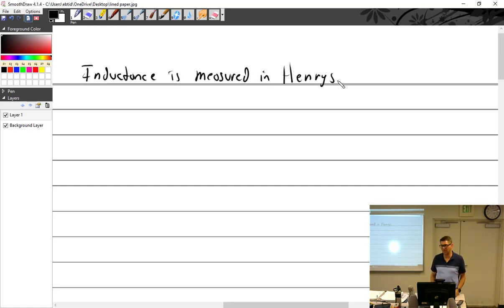So capacitors are measured in farads. That comes from Michael Faraday. He gets the honor. Could have made it cooler, like Henrads or something.